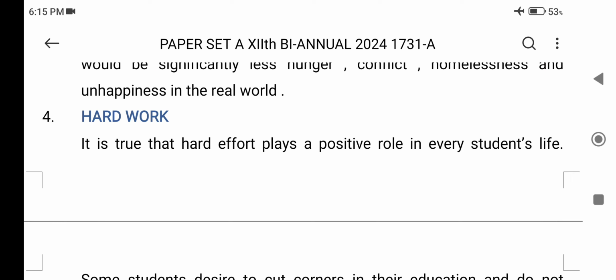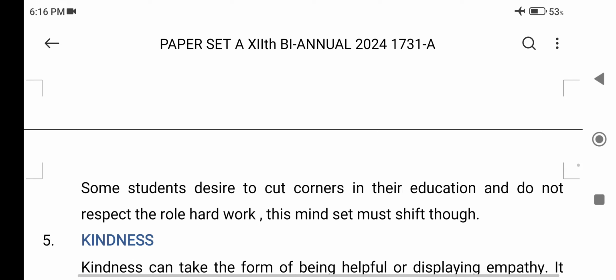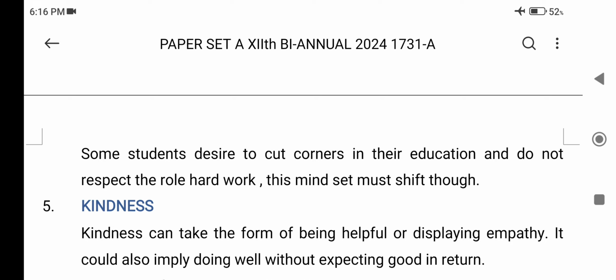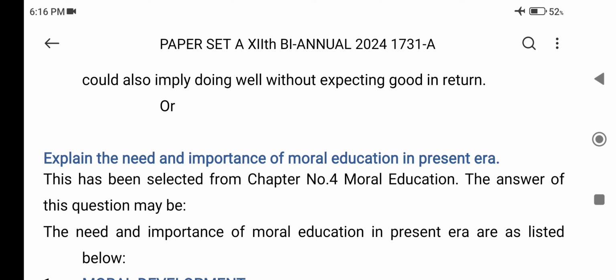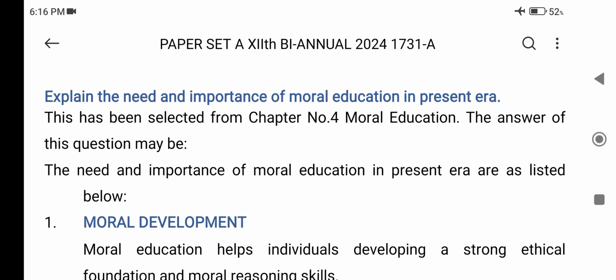Number 4, hard work. It is true that hard effort plays a positive role in every student's life. Some students desire to cut corners in their education and do not respect the role of hard work. This mindset must shift though. Number 5, kindness. Kindness can take the form of being helpful or displaying empathy. It could also imply doing well without expecting good in return.